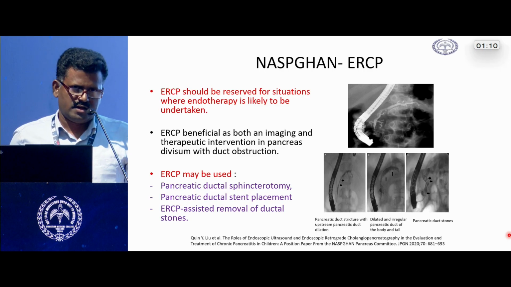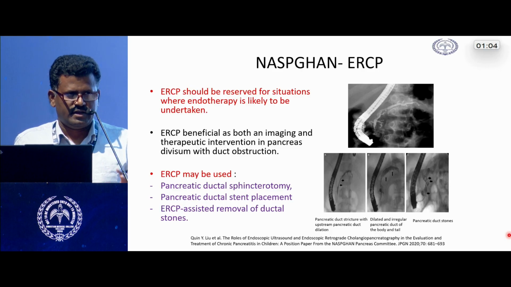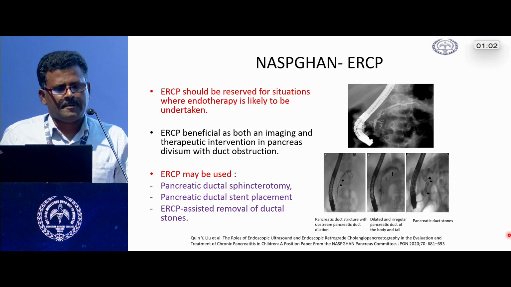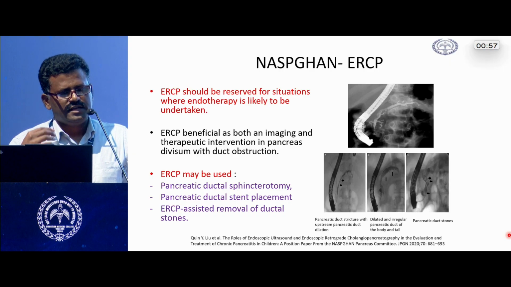ERCP should not be used solely for diagnostic purposes. It should be reserved for those children who may need endotherapy. ERCP is more useful for decompressing the ductal pressure, mainly for sphincterotomy and also for stone removal and stent placement.